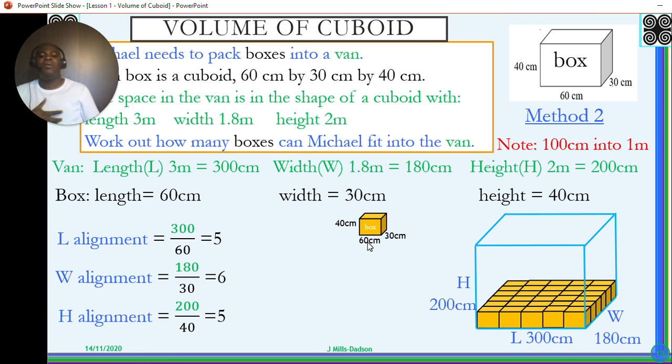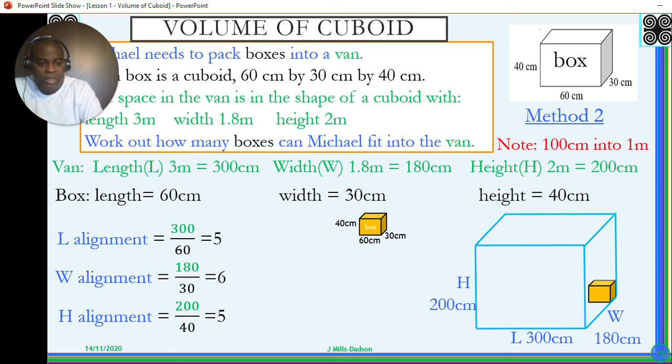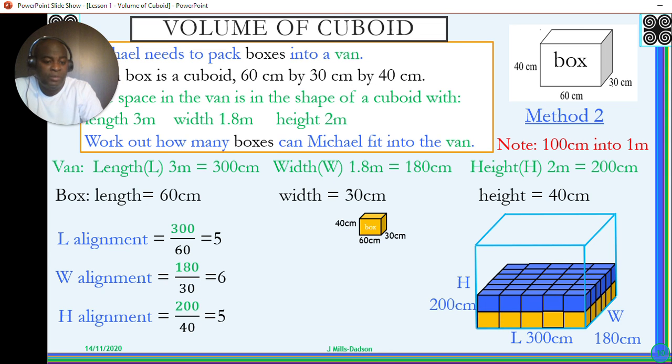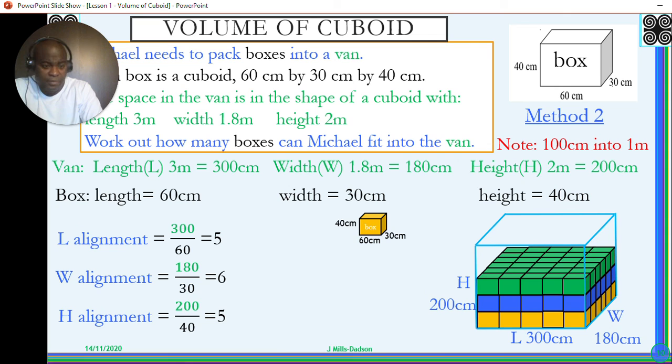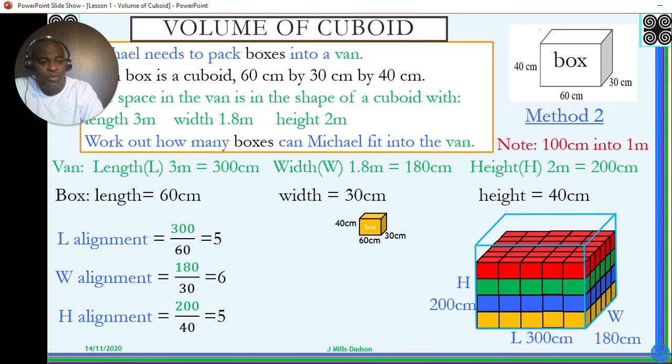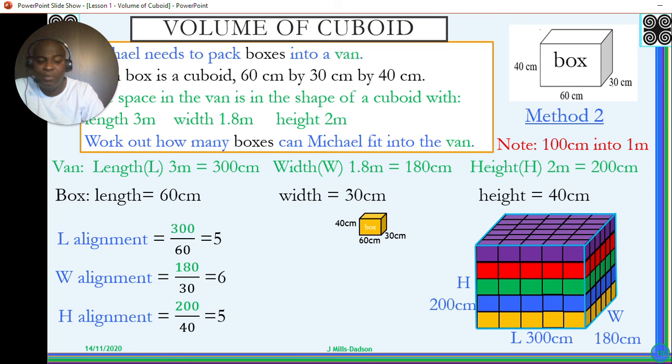Okay. Now, to prove that the height will be 5, let's find out the first layer. How many boxes do we have? 1, 2, 3. So we have 6. 6 times 5, 30. So we have 30 in the first layer. So let's keep on putting 30 in each layer. So we have 60. We had 30 before. 60, 90, 120, 150, and it fits the van.